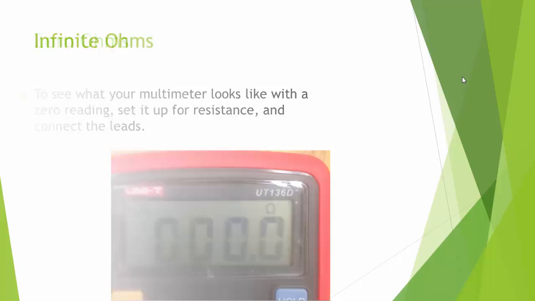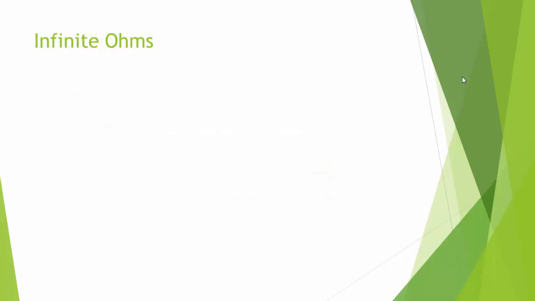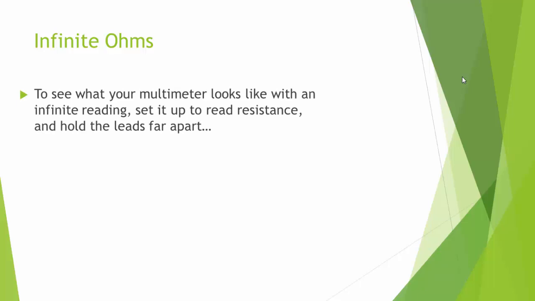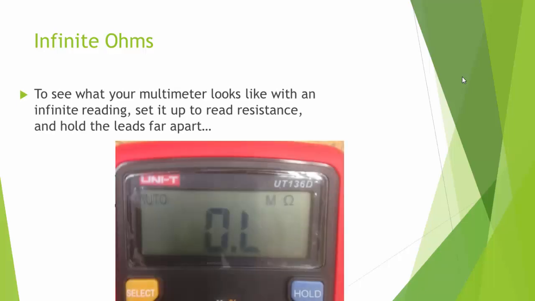Now if you want to see infinite ohms, you can simply hold the leads apart when it's set for resistance. So if you hold the leads far apart, on my multimeter I see this, 0.L mega ohms. So it says more mega ohms than it can read.